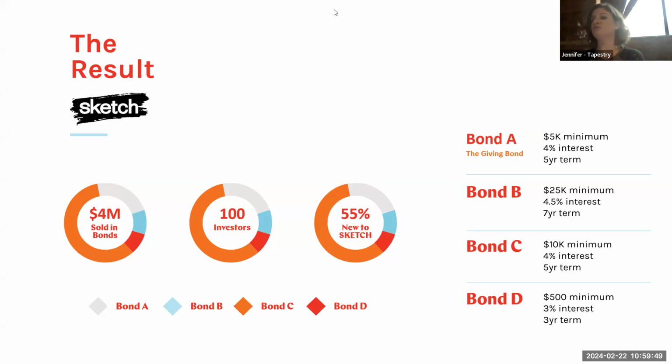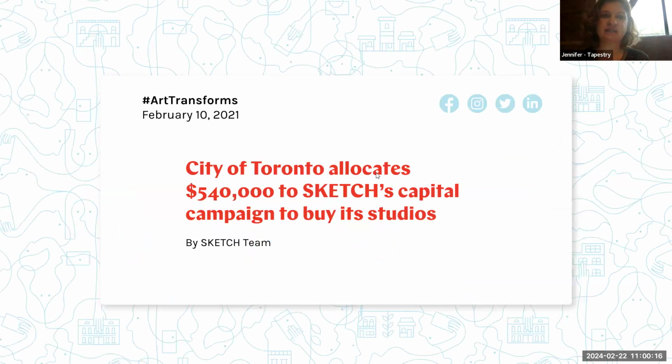And they also wanted to appeal, of course, to the investors who wanted a long-term investment with a little bit of a higher rate of return. And this is where they received more interest from foundations and institutional investors. In addition, they advertised a giving bond, which was the idea that at the end of each interest period, interest could be donated back to the organization.